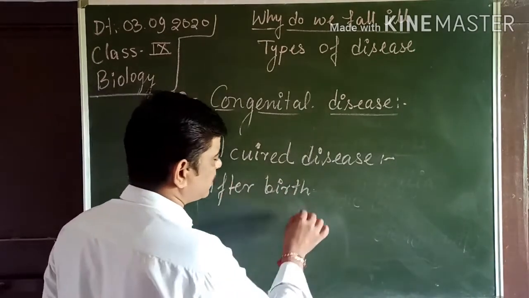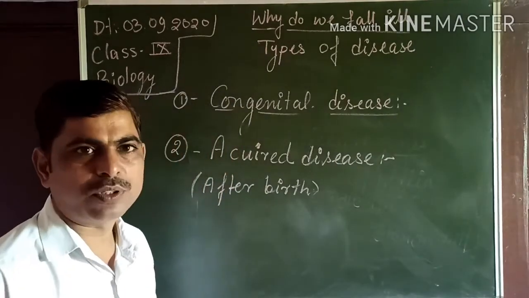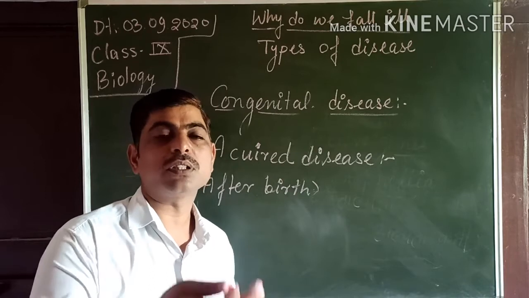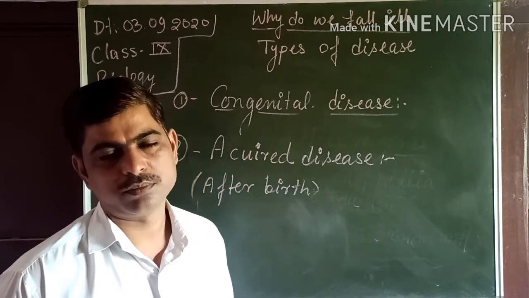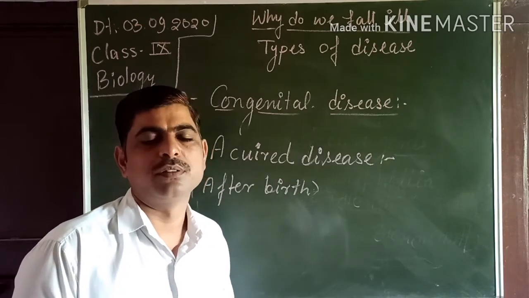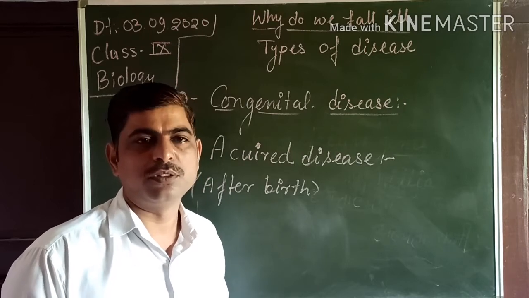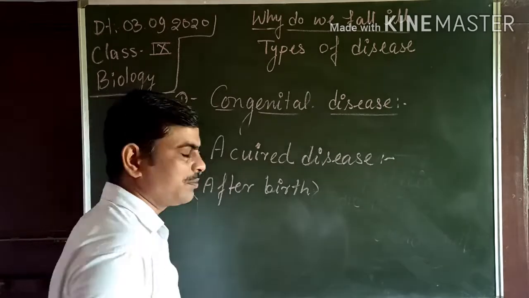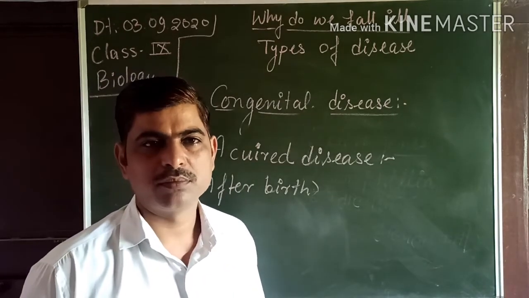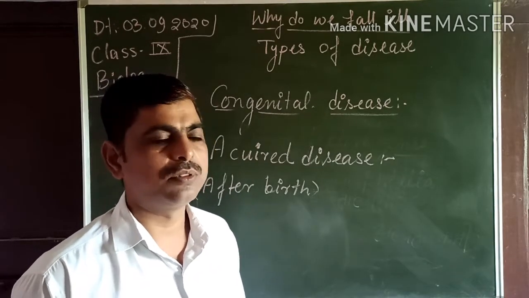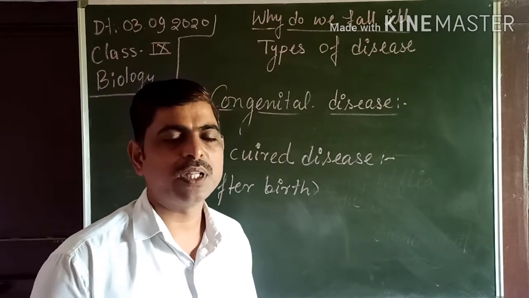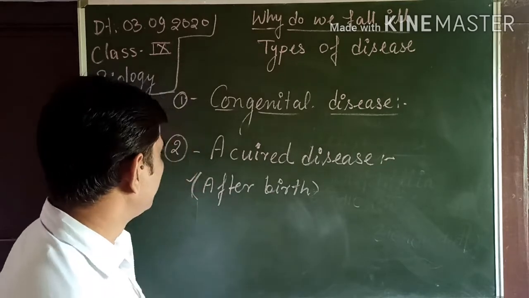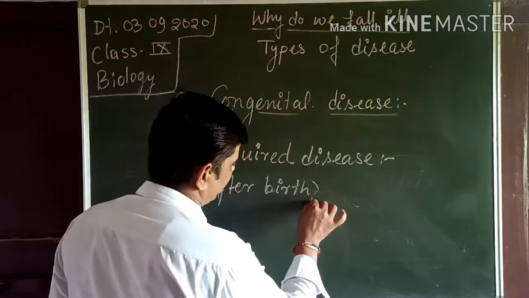The disease that appears in the body after birth means it is not received from the parents. It can be in infants, newborn babies. A new disease can be acquired, but it will not be from the parents. It may be due to any reason, but it appears in the body after birth. That is called an acquired disease.